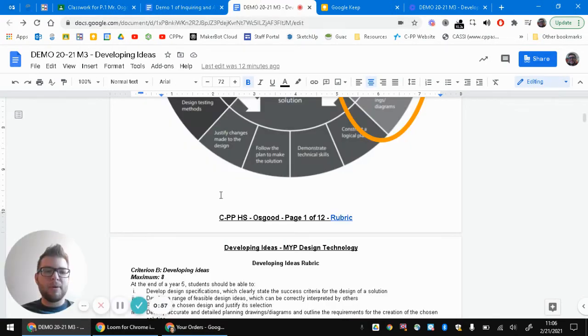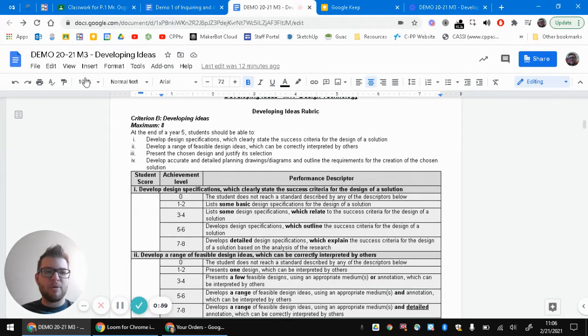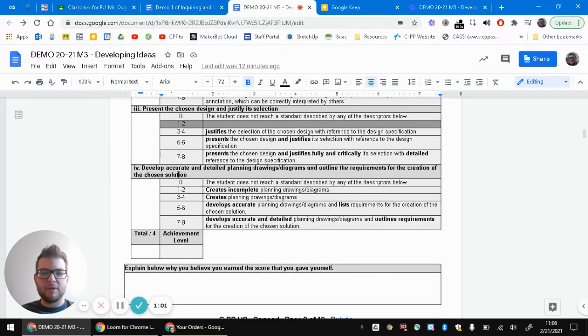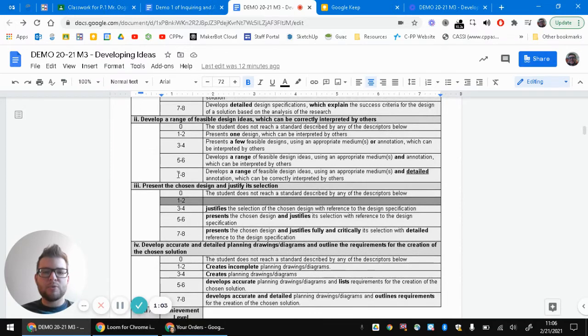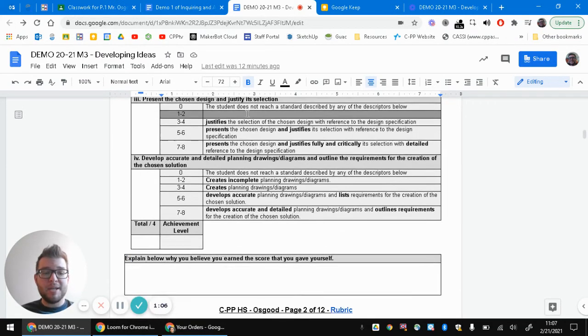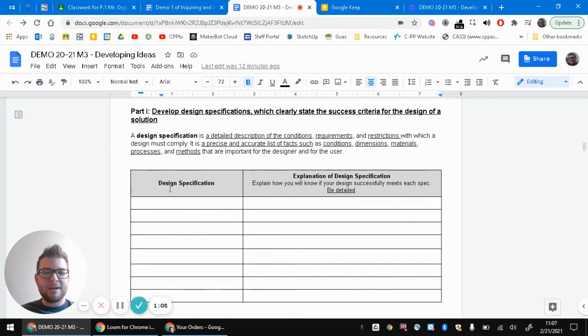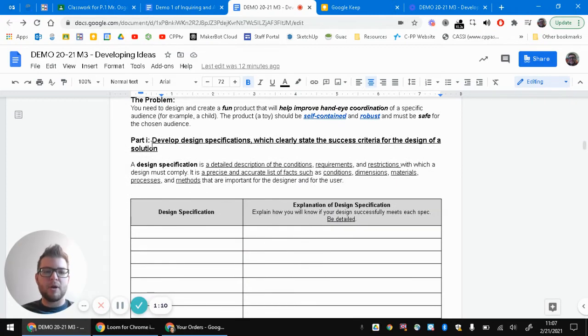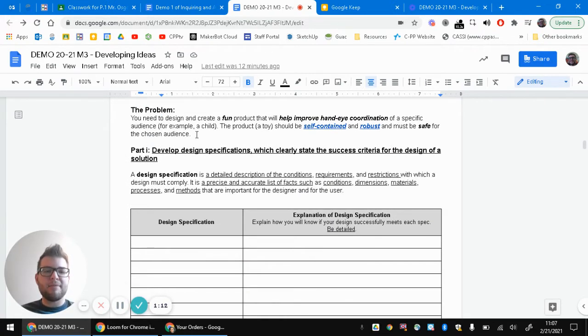So flipping over here to my demo copy of the Developing Ideas document, you'll all have your own copy. We've got this rubric here that we can look back at if we need, but let me get down here and jump right into this first part. So part one here, I've got a restatement of the problem for you. Part one of Developing Ideas involves developing design specifications which clearly state the success criteria for the design of a solution. Well, what the heck does this mean?